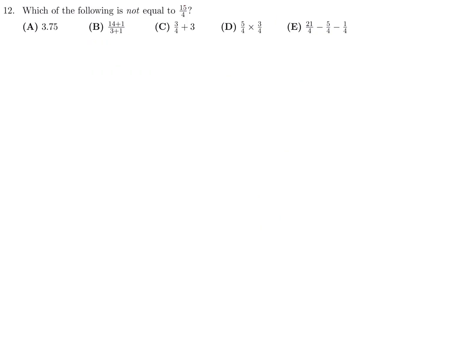Which of the following is not equal to 15 over 4? Well, 15 over 4 as a decimal is indeed 3.75. This, if you add the fraction, an interesting fraction, 14 plus 1 over 3 plus 1, 15 over 4. 3 plus 3 quarters is also 15 over 4. This one, let's see here, that becomes 15 over 16. And then this one is 21 minus 6, which is 15. And then, of course, the denominator stays the same. So as you can see, the one that is not equal is D for number 12.